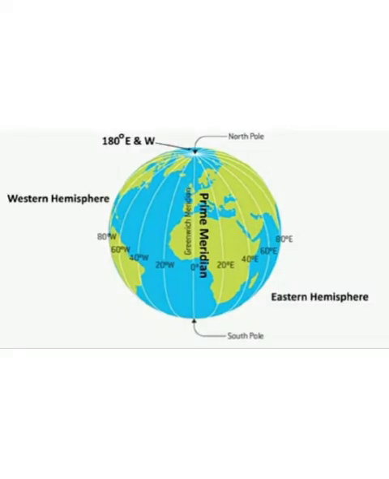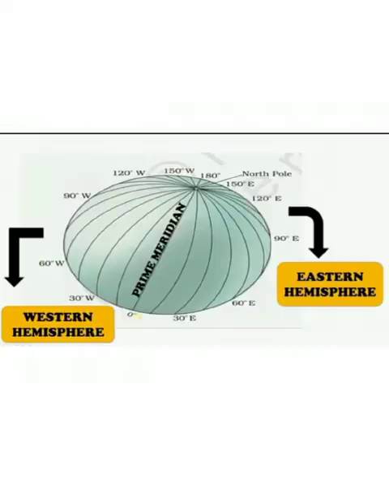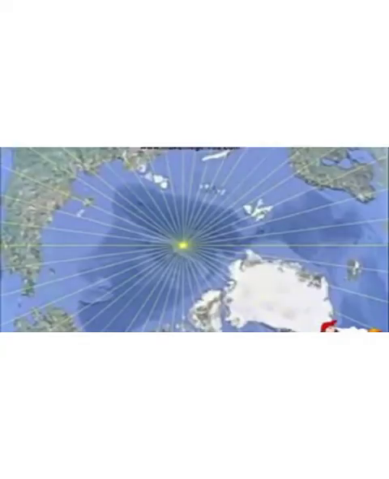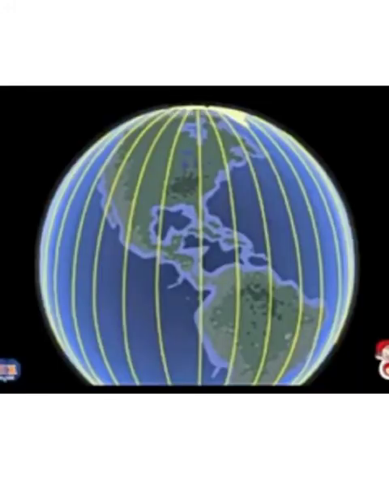So the numerical value of the longitude varies from 0 degree to 180 degrees east and west. Their total number is 360. There are 180 on the east of the prime meridian and 180 on the west of the prime meridian. All the meridians of longitude converge at the poles, touching the poles. Thus, they are semicircles.